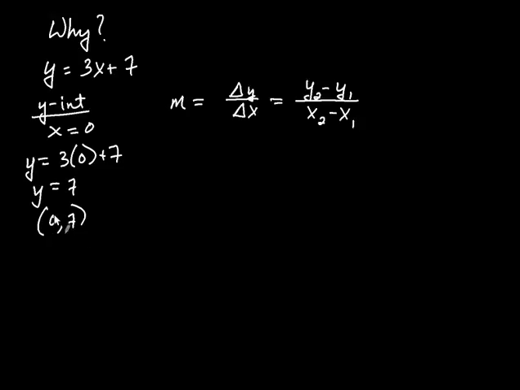Now I already have 1 point. I just found the y-intercept, (0, 7). So let me create a little table of values here. So x and corresponding y's. So I've already found one pair, right? X is 0 and y is 7.